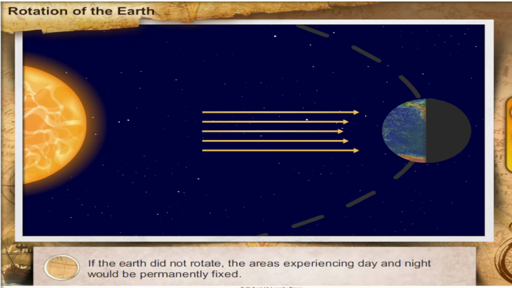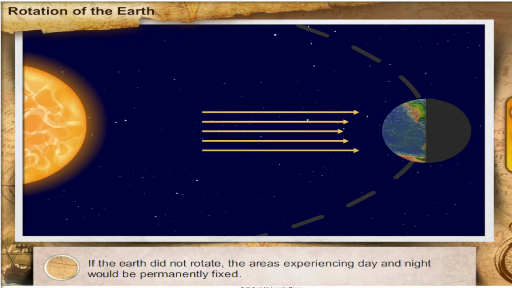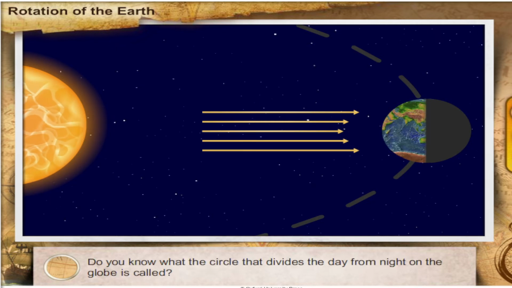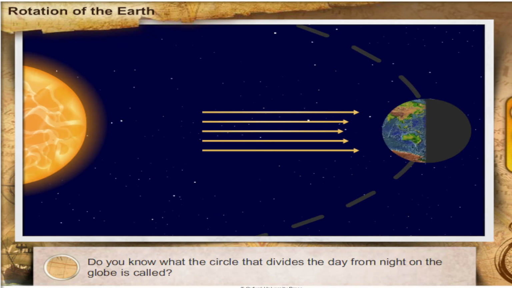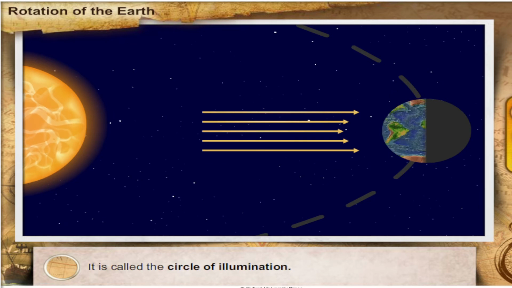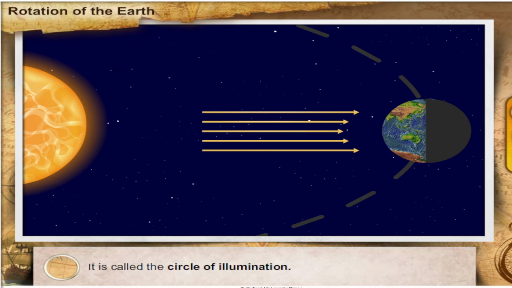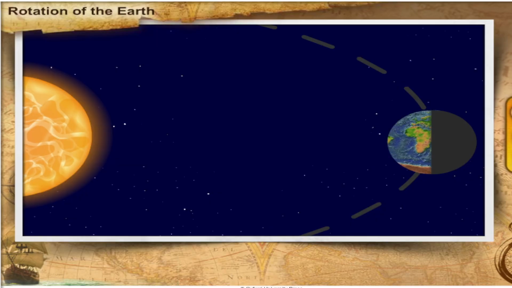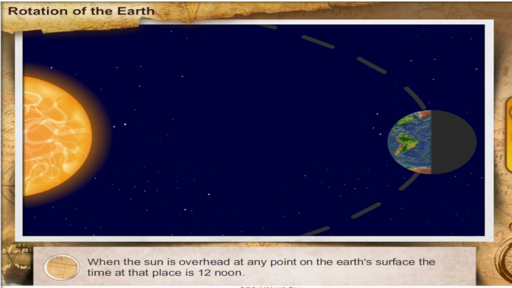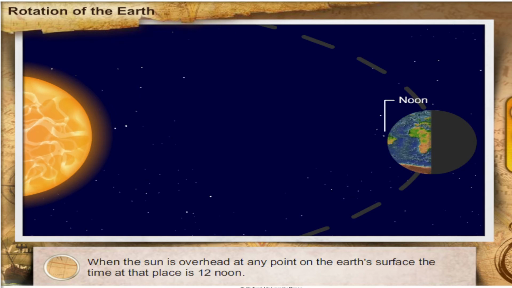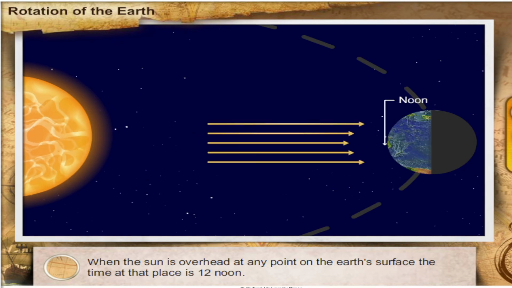If the Earth did not rotate, the areas experiencing day and night would be permanently fixed. Do you know what the circle that divides the day from night on the globe is called? It is called the circle of illumination. When the Sun is overhead at any point on the Earth's surface, the time at that place is 12 noon.